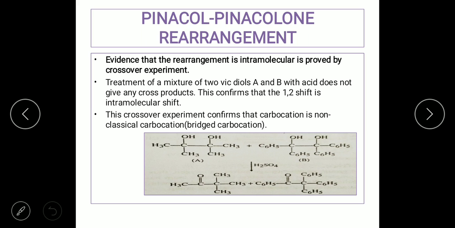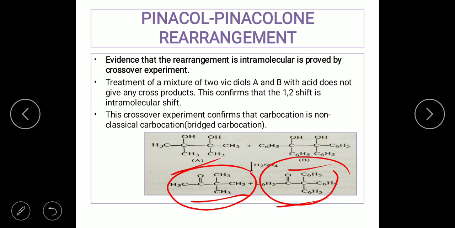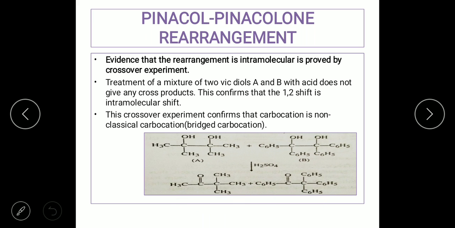Now how was the crossover experiment performed? We had two kinds of the pinacol, two kinds of diols. One is A and one is B. Both of these were reacted with a moderately good acid like sulfuric acid, and it was found that the two products, the two pinacolones which are formed, do not have any cross products. This proved that the pinacol-pinacolone rearrangement takes place via intramolecular rearrangement.